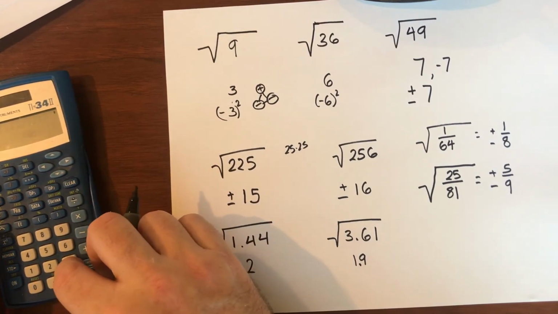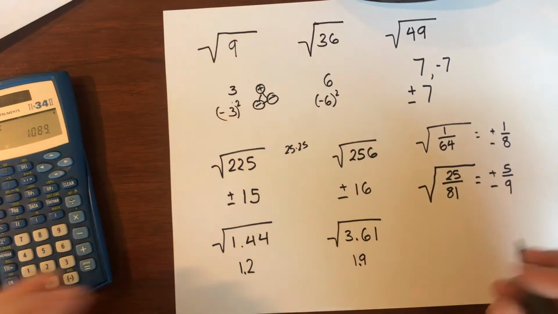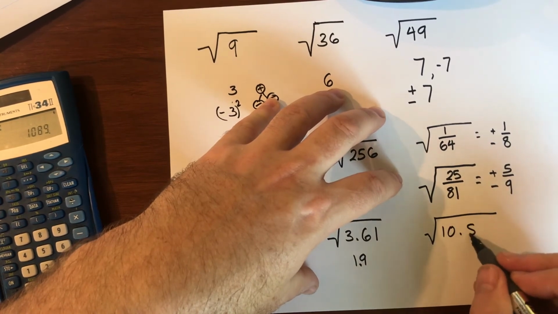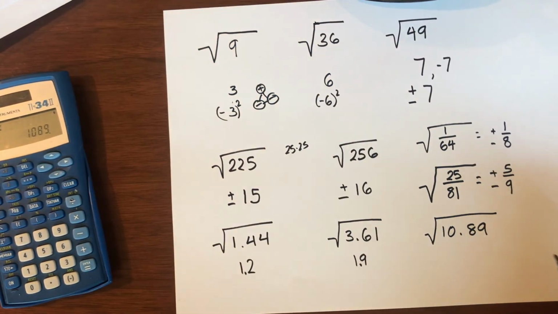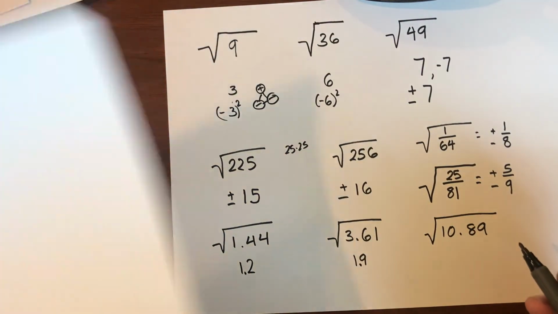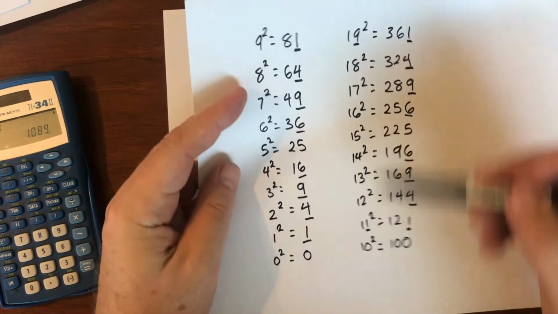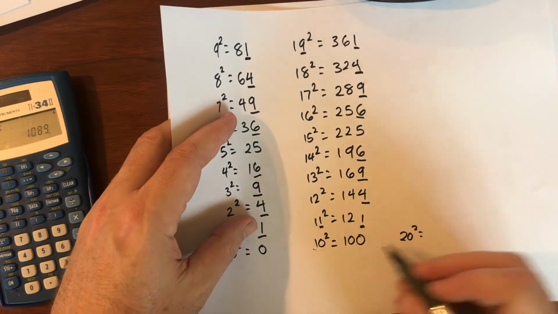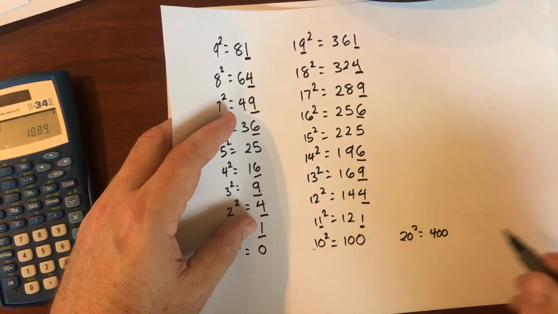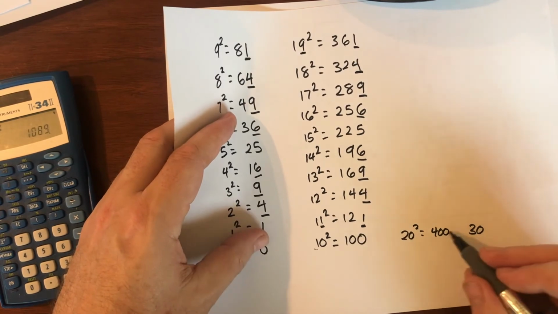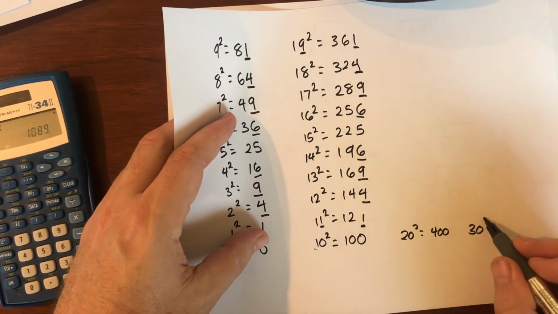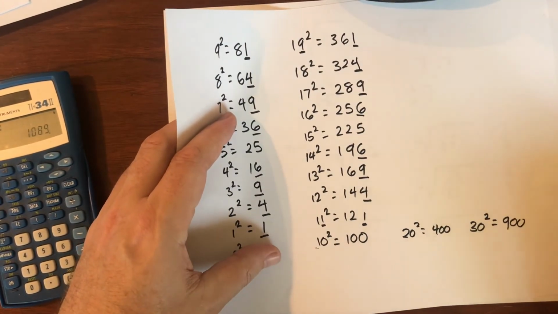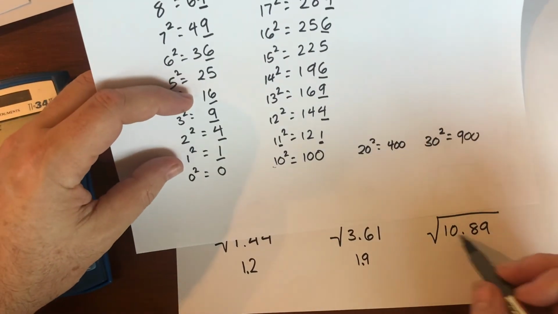Here we go. So, we're going to find the square root of 10.89. You're going to say, I don't know that. But here's what we're going to do. I'm going to refer you back to this chart where we had the 10s. Well, if we had the 20s, you would see, well, they're in the 400s. If we had the 30s, you would say, well, they're not all in the 400s, but they go from 400 to basically just below 900.